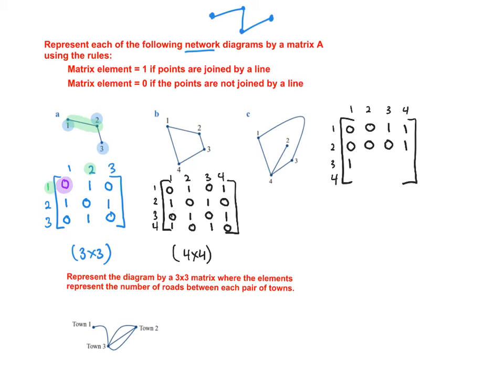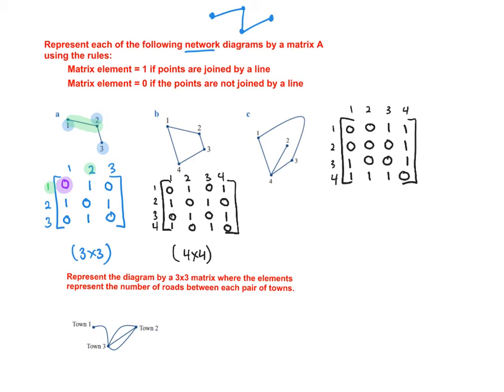3 and 1 is 1. 3 and 2, 0. 3 and 3, 0. And 3 and 4, 1. 4 and 1, 1. 4 and 2, 1. 4 and 3, 1. And 4 and 4, 0. All right. Well, good. So that's setting up a matrix.